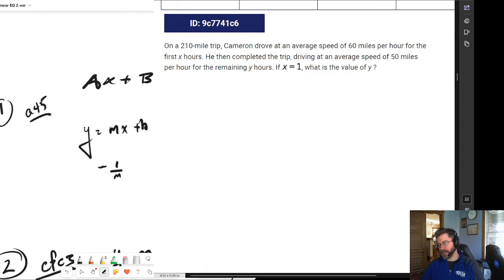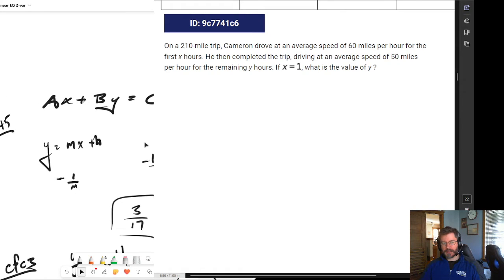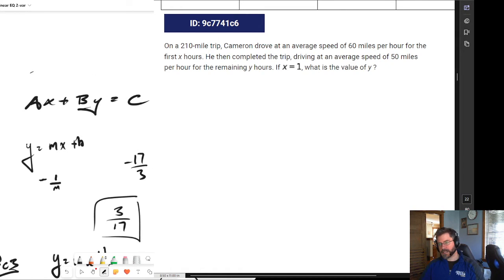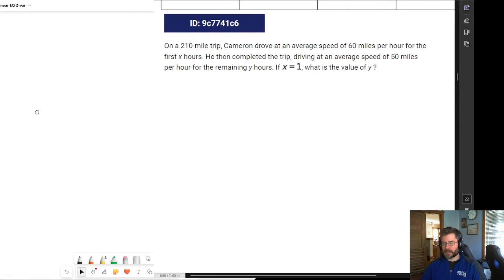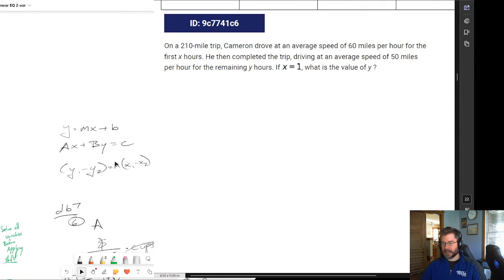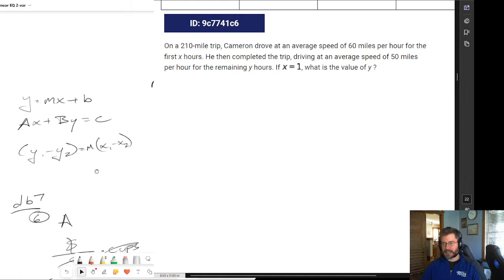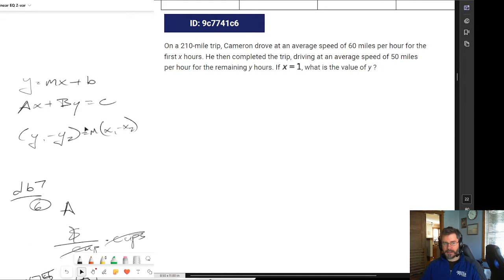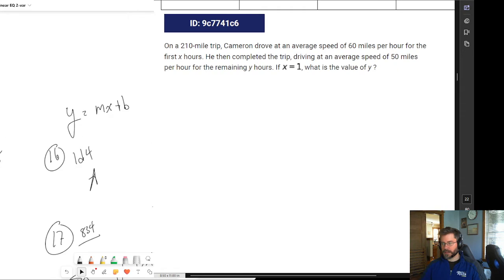plus by equals c. Which we may be using for anything dealing with systems of equations, where the slope, m, could be understood to be negative a over b, and the y-intercept, lowercase b, is going to be c over b. So these are some definitions that I anticipate that we are very likely going to need to apply in any exercises. And of course, we have the point slope form, which is the same as the slope equation.